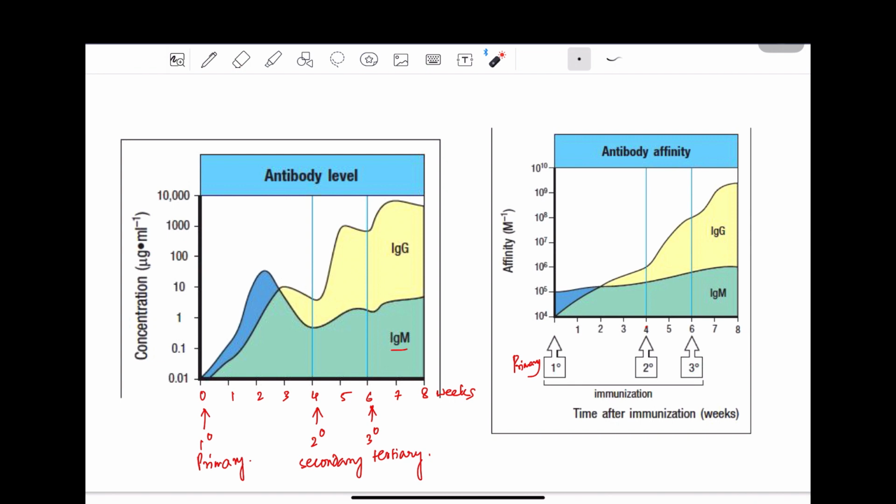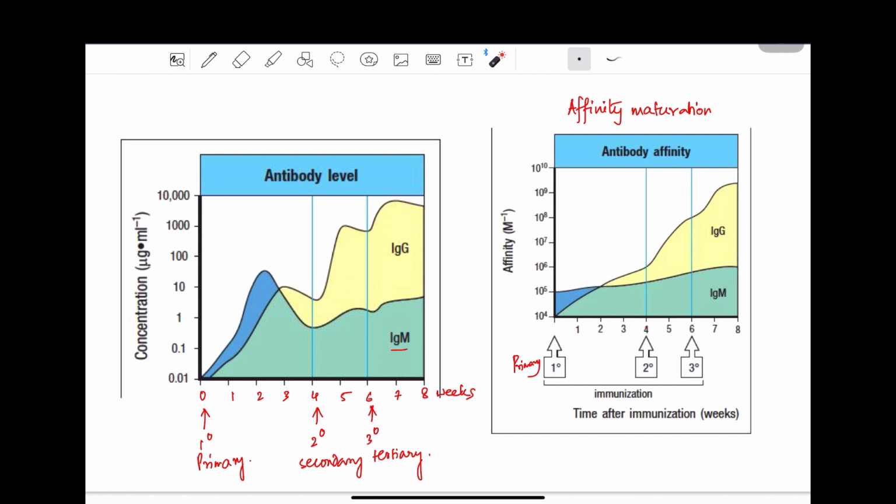Okay. And in the meanwhile, when the antibody concentration is increasing in the blood, the antibody affinity also increases. This process is called affinity maturation. This usually occurs for IgG, IgA, and IgE, but not for IgM. We can see that the IgM affinity, which is approximately 10 to the power 5, remains constant throughout the immunization. But the IgG affinity keeps on increasing after the secondary and the tertiary boosters, right?